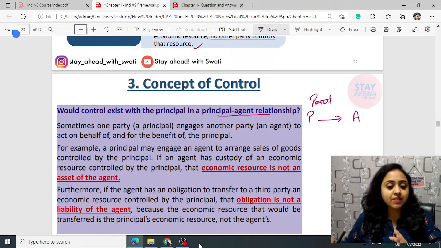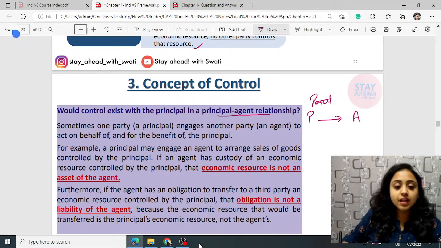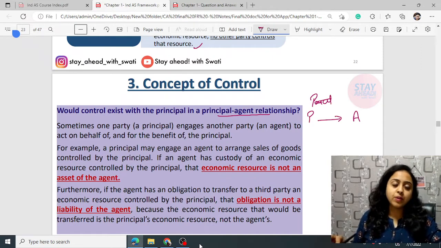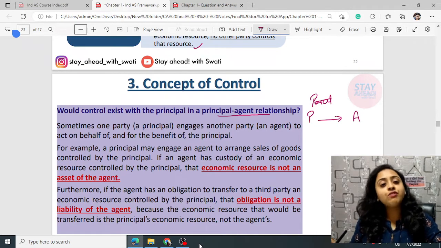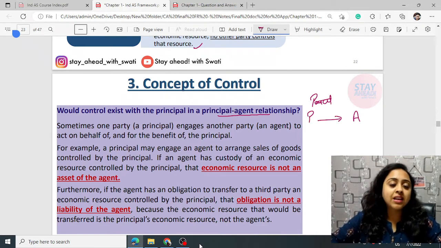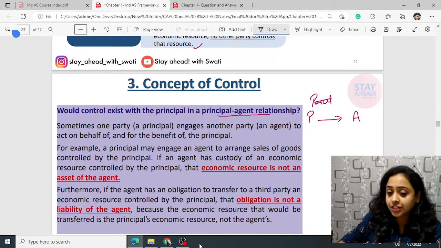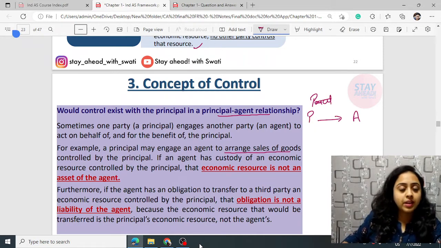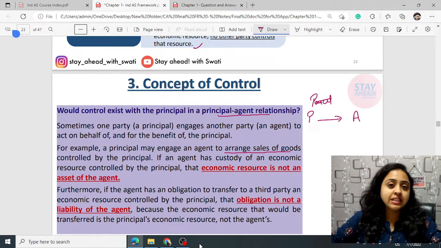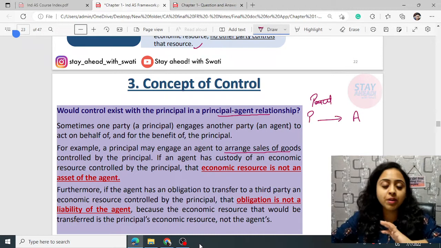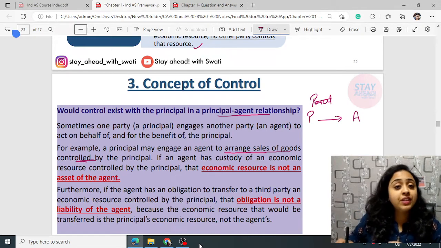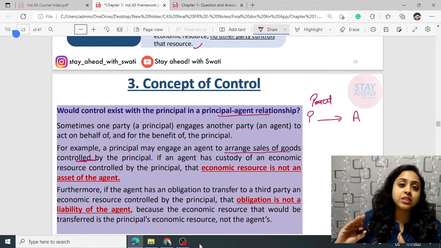There are simple examples given that will make it clearer. Sometimes one party, the principal, engages another party, an agent, to act on behalf of or for the benefit of the principal. The agent only has the interest of taking the commission for the act he is doing. For example, a principal may engage an agent to arrange sales of goods. The principal can ask an agent to please sell these goods on his behalf, goods controlled by the principal. Control has not been transferred.